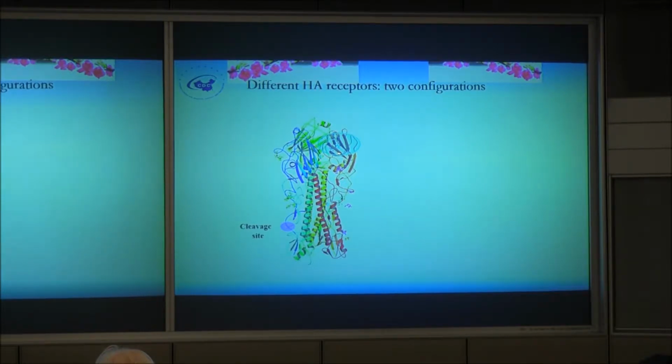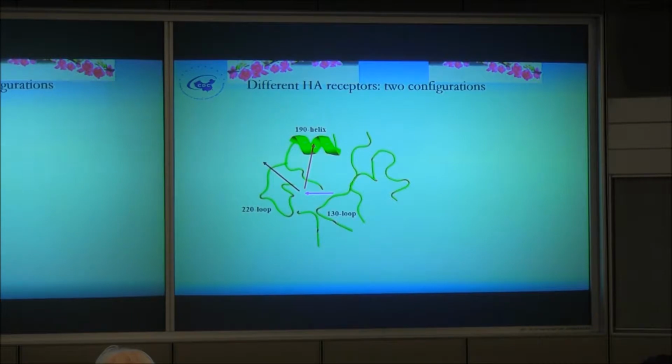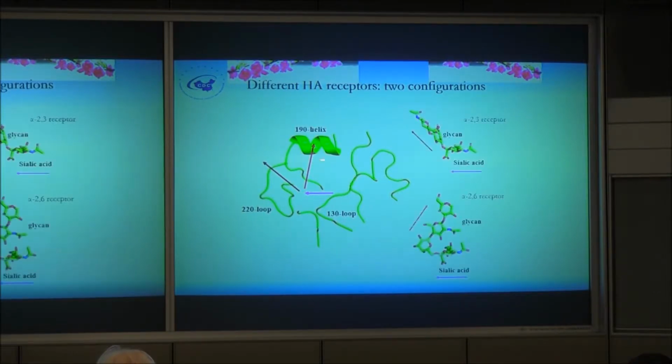If you enlarge this part, you can see in the structure the amino acids and the secondary structure here, and you have the 190 helix, the 220 loop, and the 130 loop. This is the cavity. Through this cavity, the avian-like receptor or the human-like receptor will bind. So this is the avian-like receptor. It's a sialic acid linked to the galactose, with the glycan.